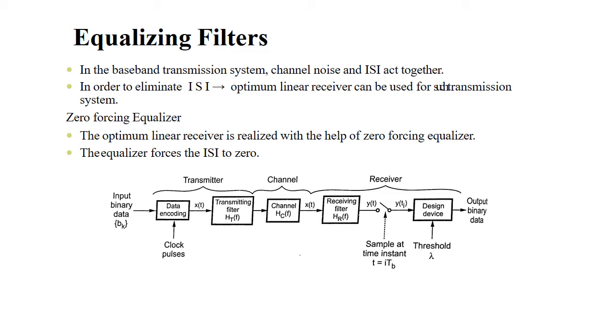Here refer to the block diagram, that is the baseband data transmission system. When the signal y of t at the output of the receiving filter is given as output binary data signal.